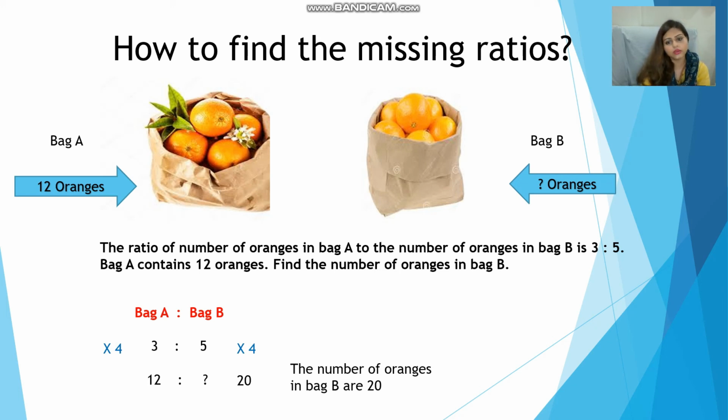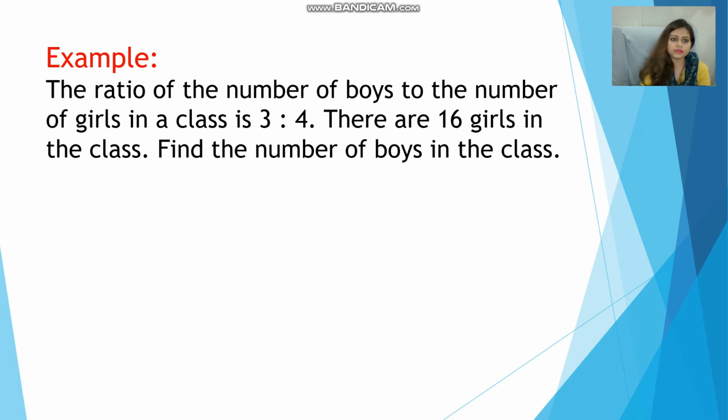So this is how we will find missing numbers and missing values with the help of equivalent ratios. Now look at the last example, which says the ratio of the number of boys to the number of girls in a class is 3 to 4. There are 16 girls in the class. Find the number of boys in the class. We have boys to girls, and the ratio given is for every 3 boys there are 4 girls. So 3 to 4, and the total number of girls is also given, which is 16. So with the help of equivalent ratios, we are going to find the missing number of boys.